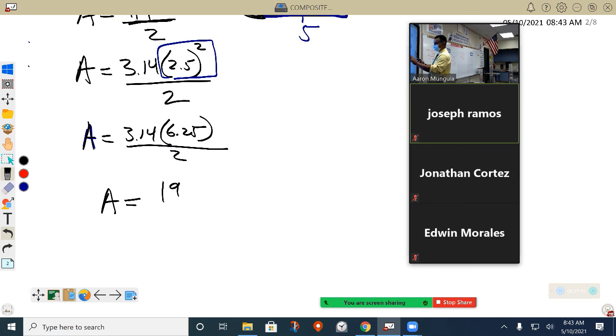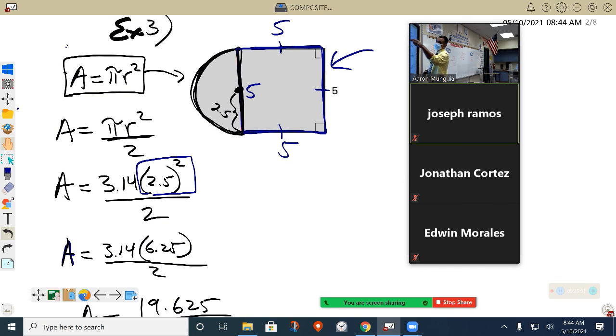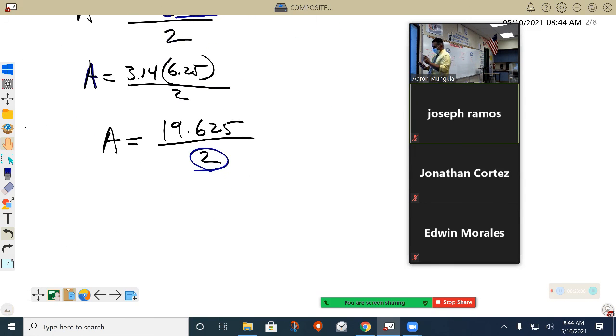So 19.625 divided by 2. Again, I'm just using my calculator now. 19.625 divided by 2. Because remember, the division by 2 is because we're only dealing with half a circle up here, you guys, of area. That's half a circle. So I'm chopping that puppy in half. I get, here we go, the area of half the circle now is 9. I'm going to round to the nearest tenth, the first decimal, so 9.8 square units.